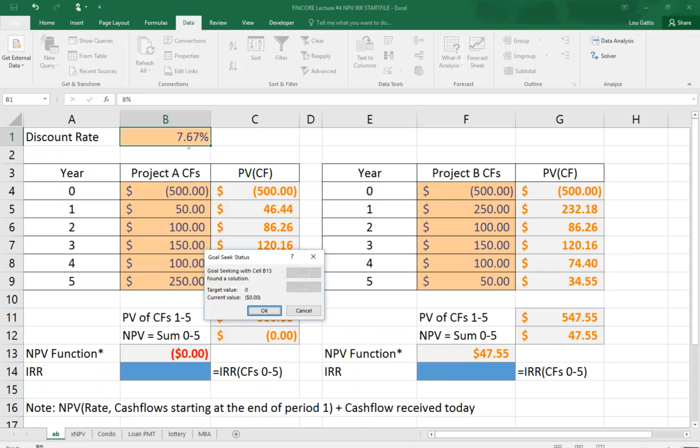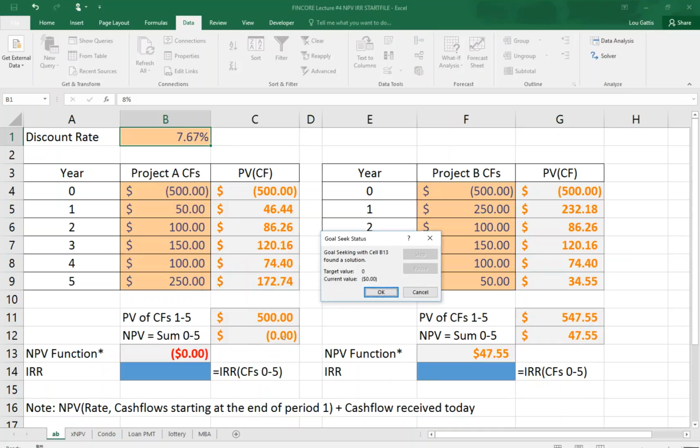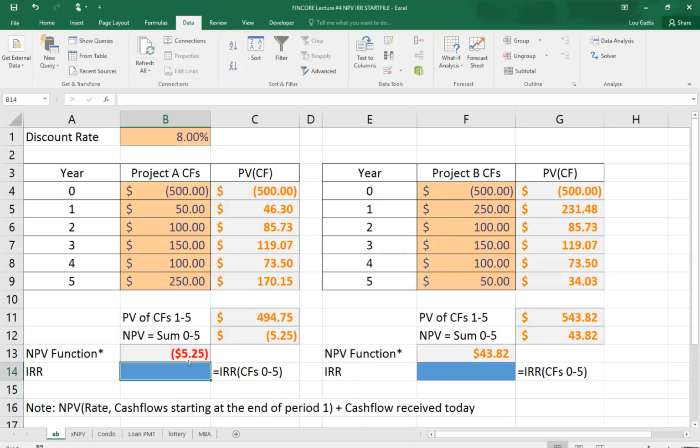And what you see is it's 7.67%. At 7.67%, this project has exactly a 0 NPV. But I'll hit cancel. We can use our IRR function, equals IRR. Just put in all the cash flows, not the present value of cash flows. It's very easy to make that mistake. And I get my 7.67%.